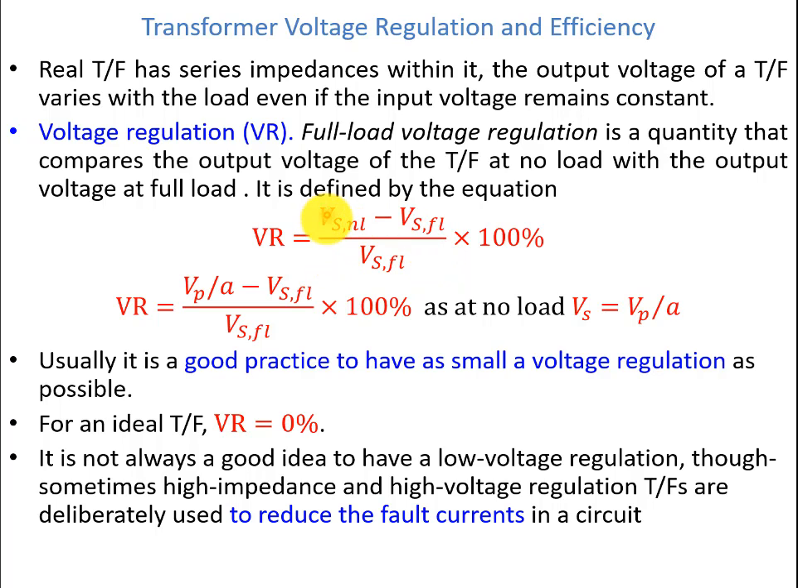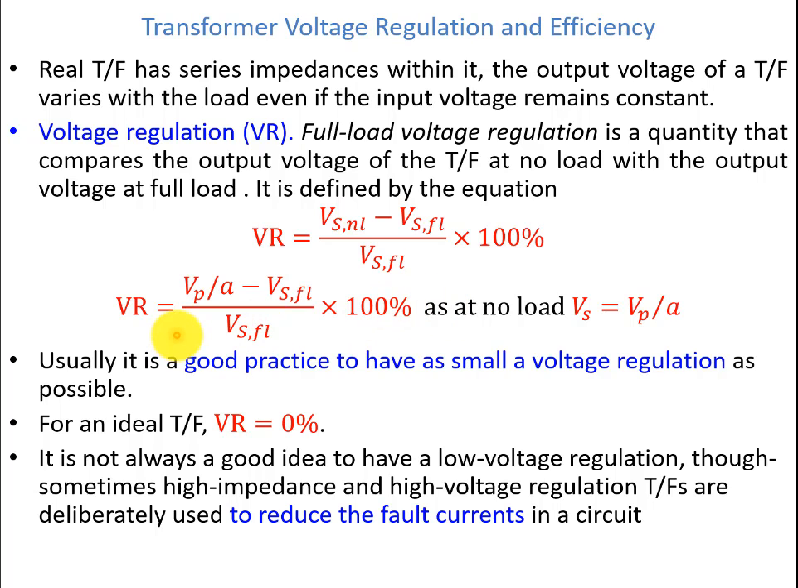It is defined as the secondary no load voltage, or the output side no load voltage, minus the secondary full load voltage, divided by the secondary full load voltage, multiplied by 100%. Or in terms of the primary voltage, we can write it as Vp over a minus V secondary full load, divided by V secondary full load, multiplied by 100 to make it a percentage.